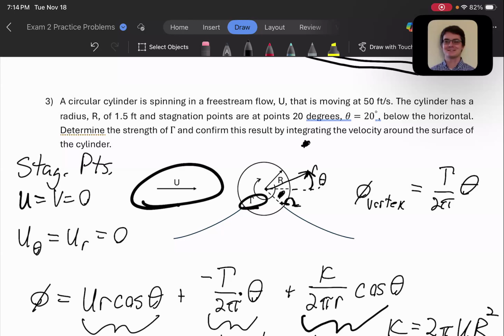What's up? Get stagnation point. Looking for that stagnation point. Stagnation points, because that's what the problem is asking for.